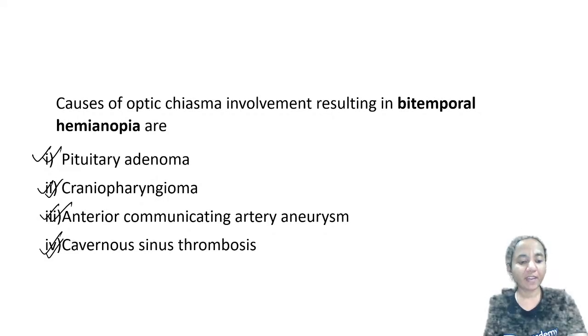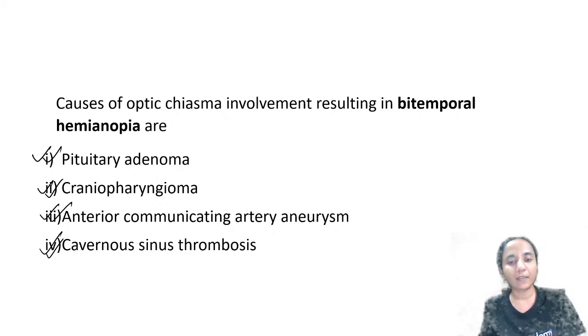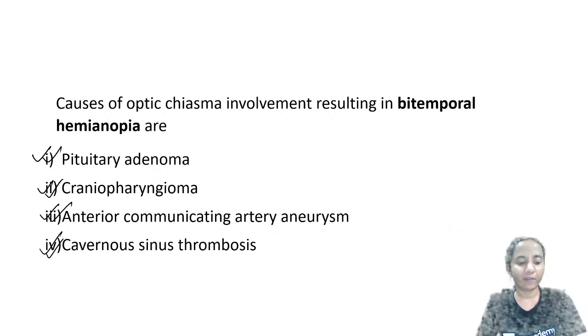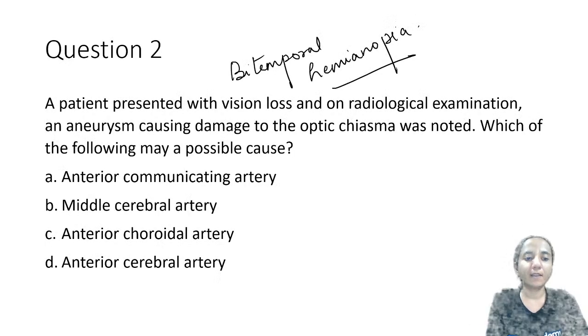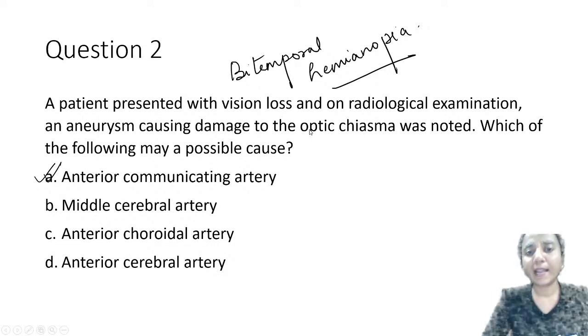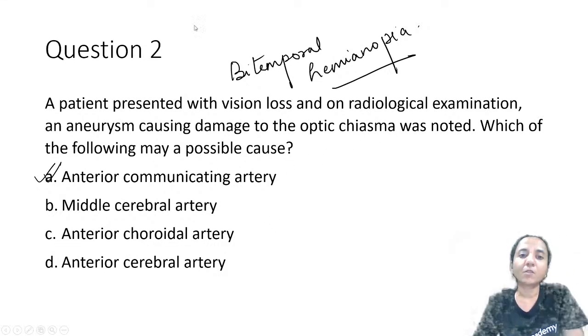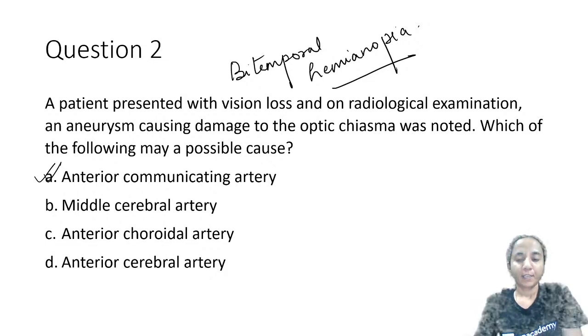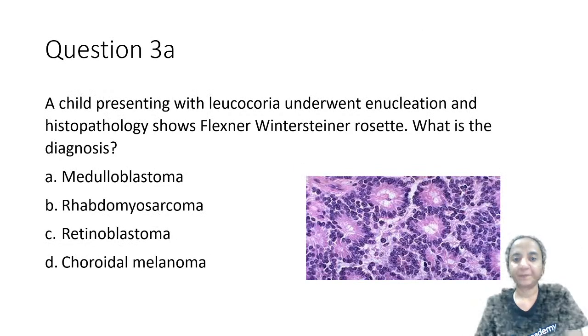Okay, so whenever there is a compression of the optic chiasma, you end up with a bitemporal hemianopia. The common lesions that we see are pituitary adenoma, craniopharyngioma, anterior communicating artery aneurysm, and also cavernous sinus thrombosis. So the answer here is this: anterior communicating artery aneurysm can damage the optic chiasma. So in the last, say, 2 years, these are the questions on visual fields that have been asked in different exams. Let's go to the next section.